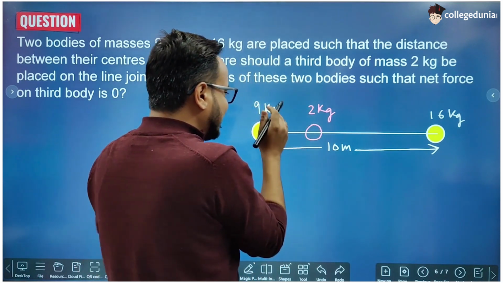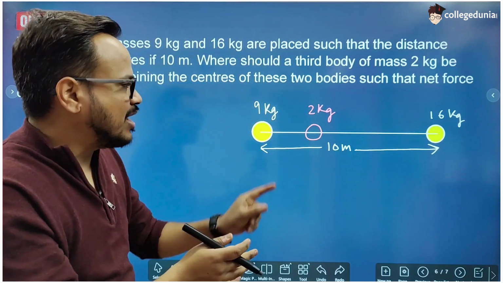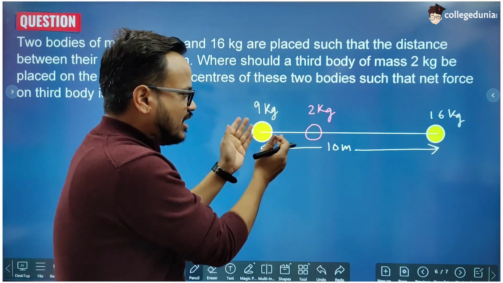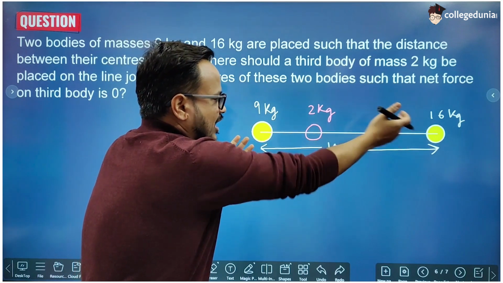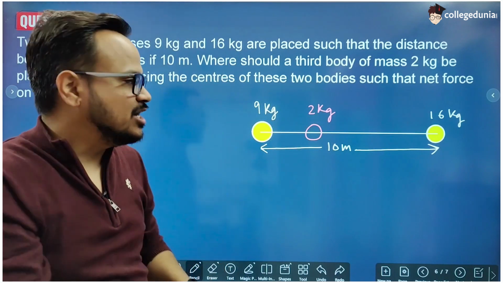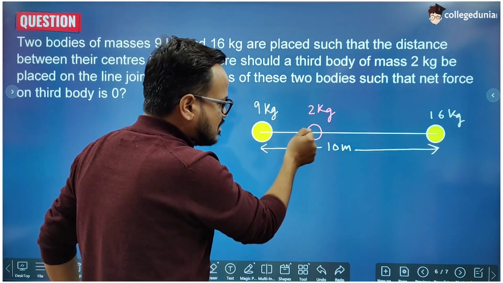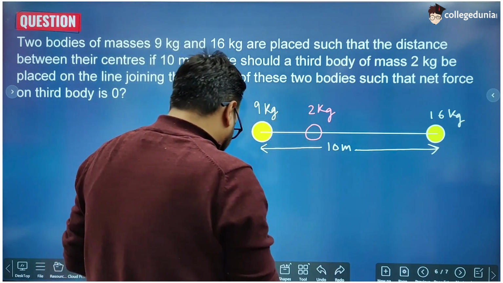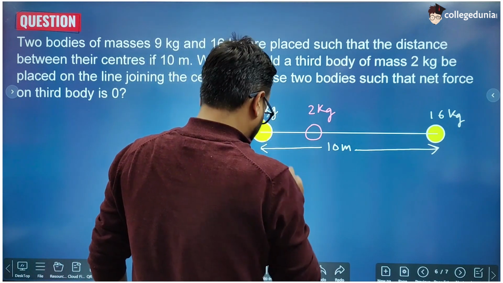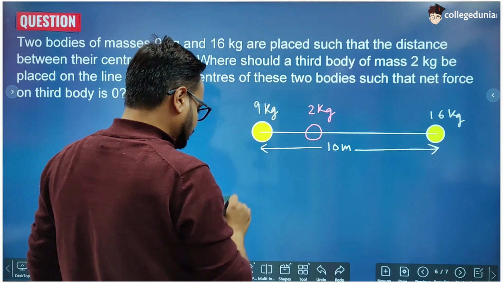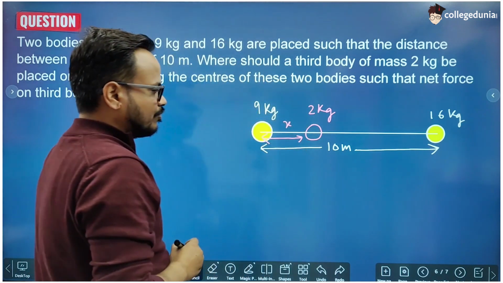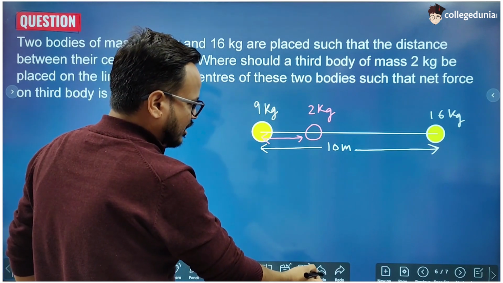That point should lie near the 9 kg body, because the mass of this body is less than that body. So its force is weaker as compared to the force of that body on the 2 kg body. To make the forces of equal magnitude, we have to reduce the distance between these two bodies. So at this point somewhere, suppose at a distance x, distances are taken from the center.